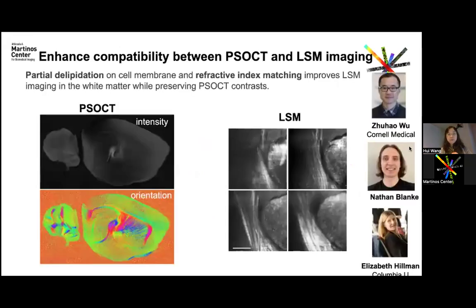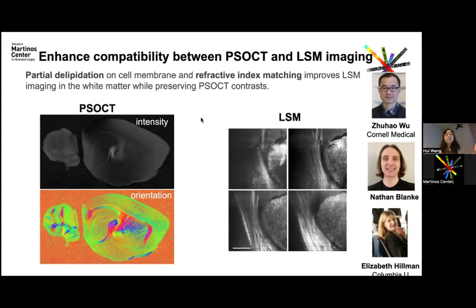So our collaborator Zhu Hao from Cornell Medical School, a chemist very good at refractive index matching and clearing, came up with a solution. What about we do a partial delipidation of the brain that only removes the lipids from cell membranes, but preserves the lipids in the myelin, so that we still have the myelin birefringence needed by PSOCT, but we also do a partial clearing that increases light penetration, good for the light sheet microscope.